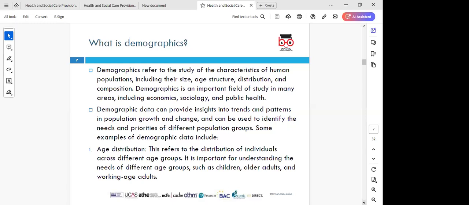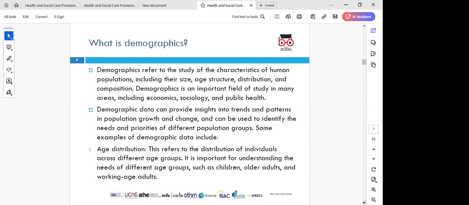Then we have to look at what we call demographics. Demographics refer to the study of the characteristics of human populations, including their size, age structure, distribution, and composition. Demographics is an important field of study in many areas, including economics, sociology, and public health. Demographic data can provide insights into trends and patterns in population growth and change, and can be used to identify the needs and priorities of different population groups.